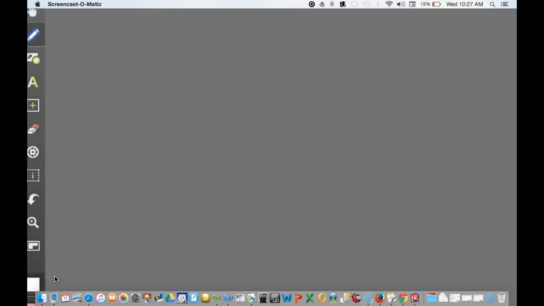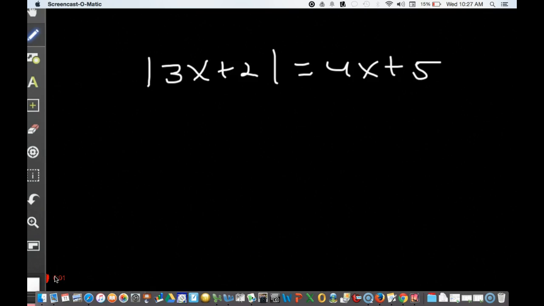So here goes. Let's take the following problem. The absolute value of 3x plus 2 equals 4x plus 5. What I want you to notice is that now we have a variable on the right and the left side. This can bring in the situation of extraneous roots.